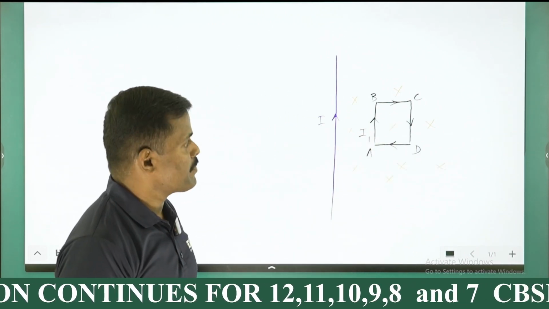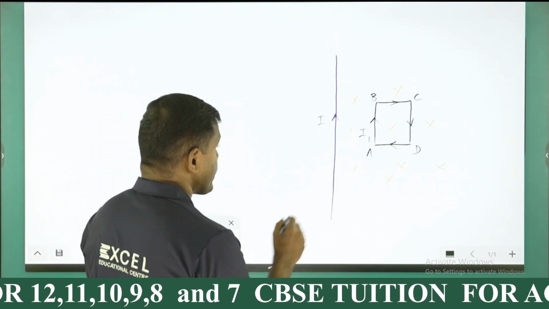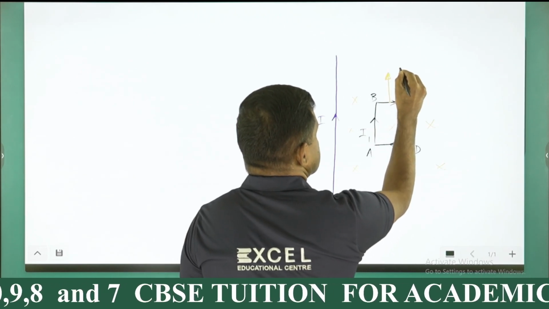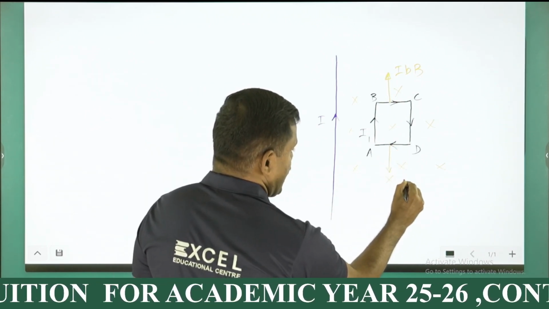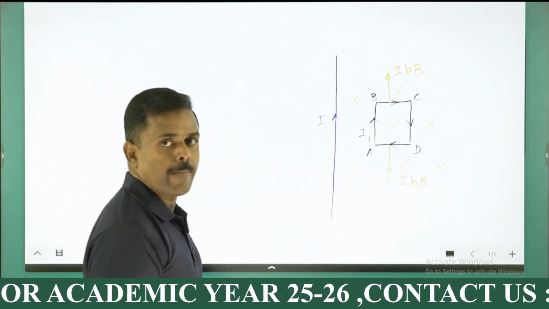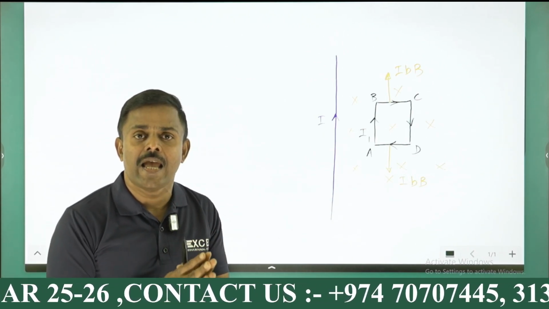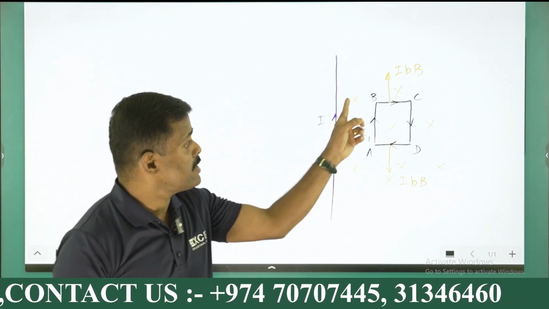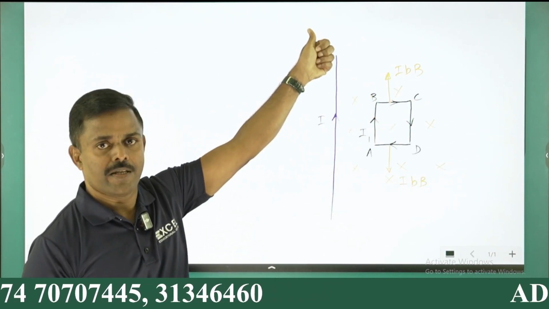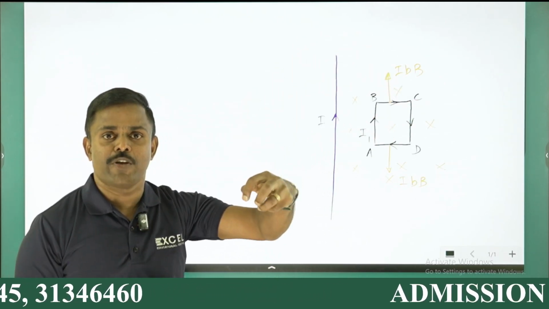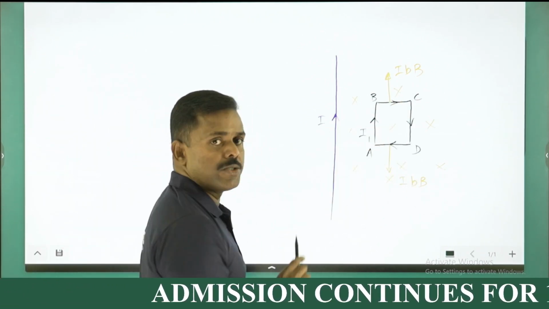Now, if you calculate the force on this conductor, you will see that it is IBb in this direction, and on this conductor it is IBb in this direction. Those forces are equal and opposite. Why? Because force is given by ILB sine theta. This loop is placed in the magnetic field created by the first conductor. So each conductor experiences a force. That's my point.